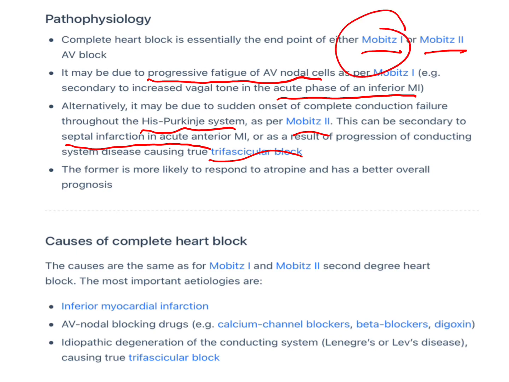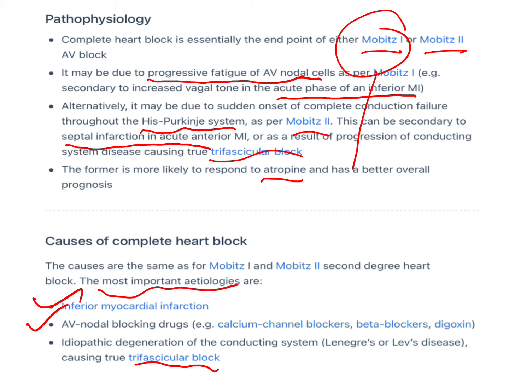The patient with Mobitz type 1 has a good prognosis as they show response to atropine. The causes of complete heart block are the same as we saw in Mobitz type 1 and Mobitz type 2 second degree heart block. So the important causes for third degree heart block are inferior wall MI, AV nodal blocking agents like calcium channel blockers, beta blockers, digoxin, and idiopathic degeneration of the conductive system, for example Lenegre or Lev's disease, causing the trifascicular block.